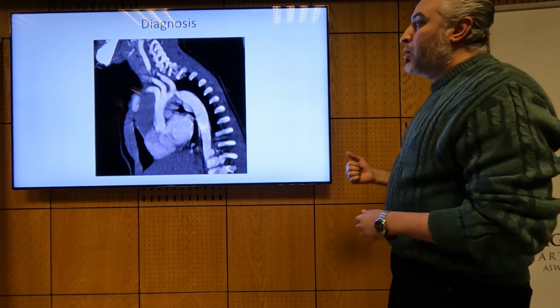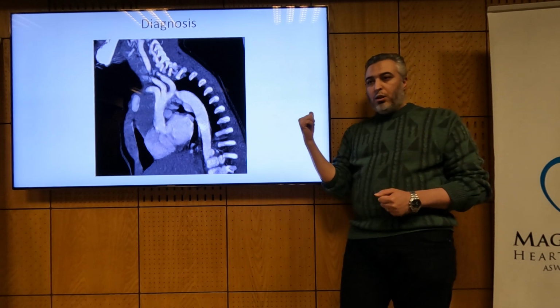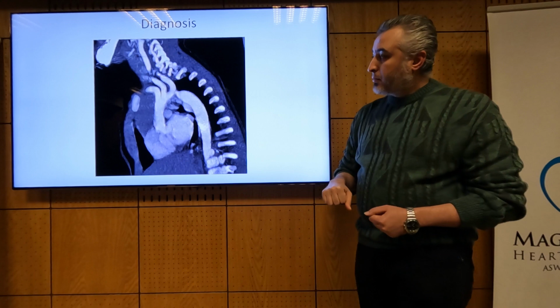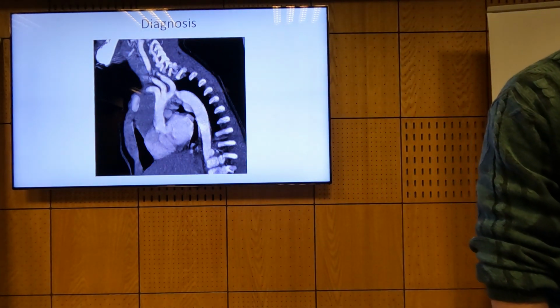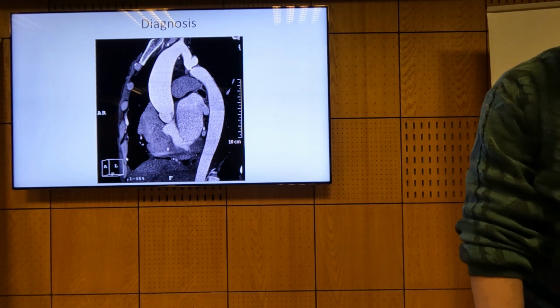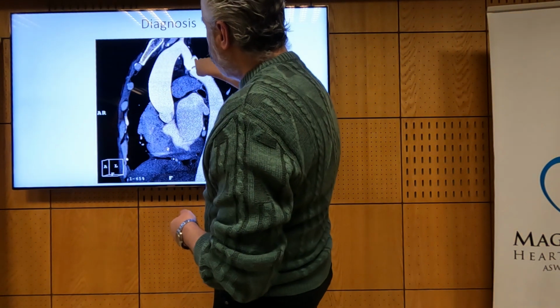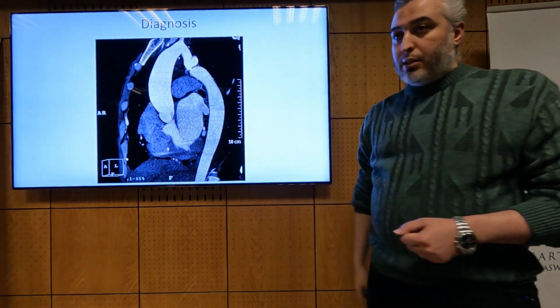So CT and MRI have a much more important role than echo. You can detect a lot more details. So this is a CT image showing the localized coarctation. Here you can see a very tight coarctation. So this is the ascending arch. This is the origin of the subclavian, with a very tight coarctation before giving the descending aorta.